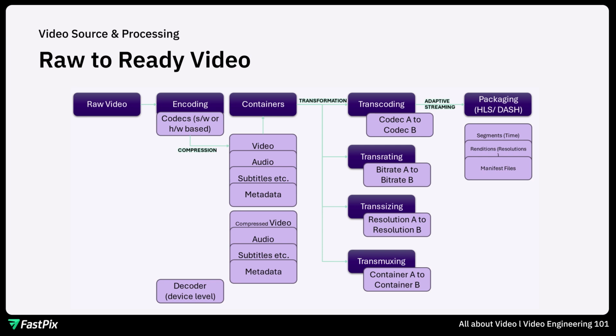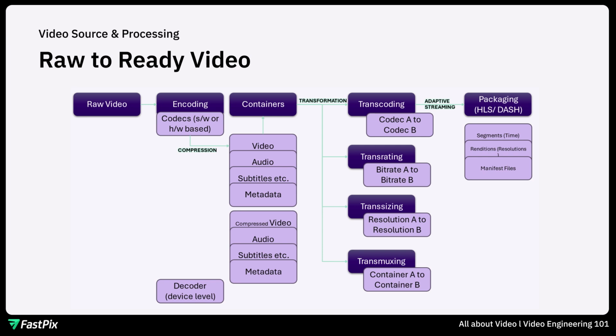This step helps ensure compatibility across devices and platforms. Packaging, HLS/DASH. Once the video is transcoded, it's ready for packaging using protocols like HLS, HTTP Live Streaming, or DASH, Dynamic Adaptive Streaming over HTTP. These protocols segment the video into smaller, manageable chunks, called segments. Each segment is available in multiple renditions or resolutions, so the streaming service can adapt to your network speed in real time.